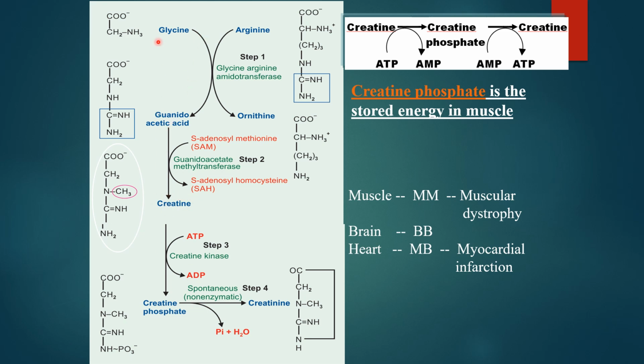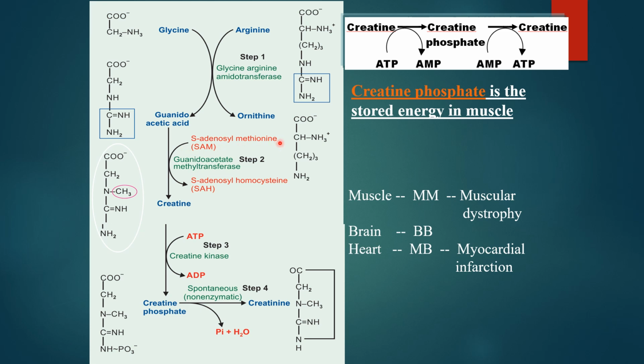So glycine, in the presence of arginine, is converted into guanidoacetic acid with the loss of ornithine. The enzyme is glycine arginine aminotransferase. This enzyme is present in the kidneys. Further, this guanidoacetic acid is converted into creatine.